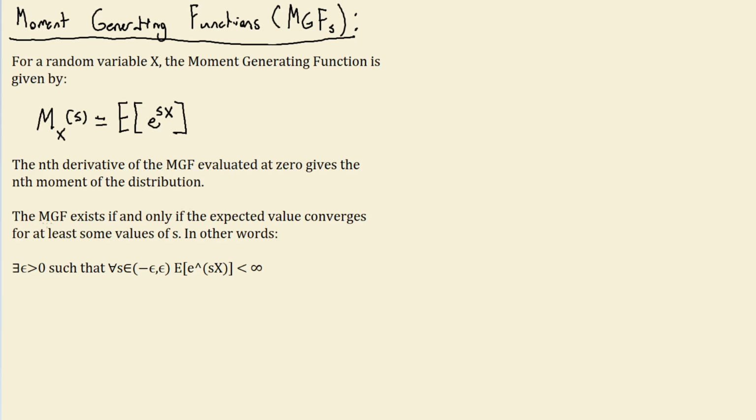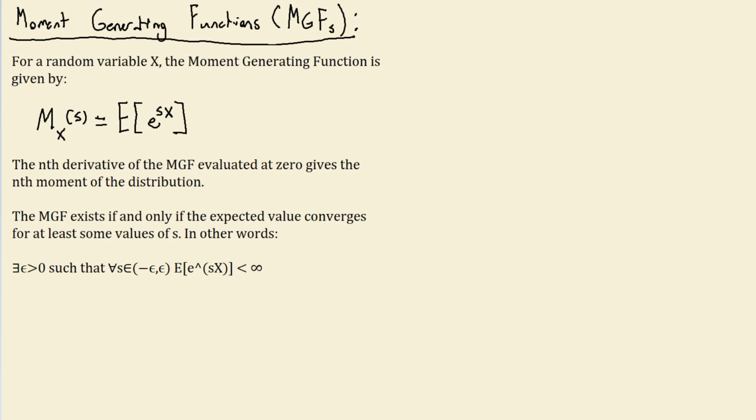It's also important to note that the moment generating function exists if and only if the expected value of this expression converges for at least some values of s. In other words, there must exist some epsilon greater than 0 such that for all s on the interval from negative epsilon to epsilon, which is just some region around 0, the expected value of this expression must converge. It has to be finite. If this property is satisfied, then the moment generating function exists, and it uniquely determines that distribution, all the moments of the distribution.